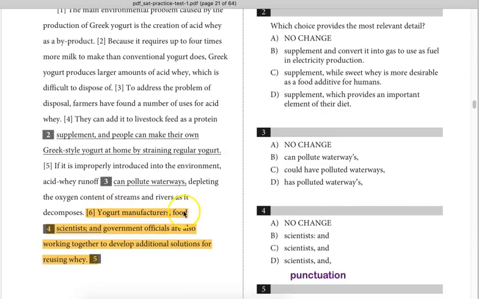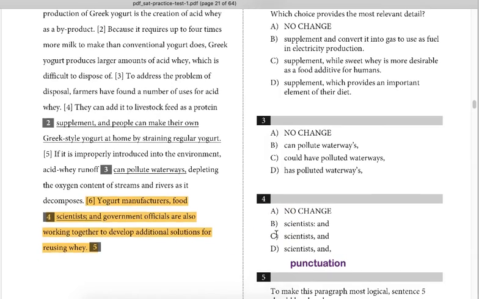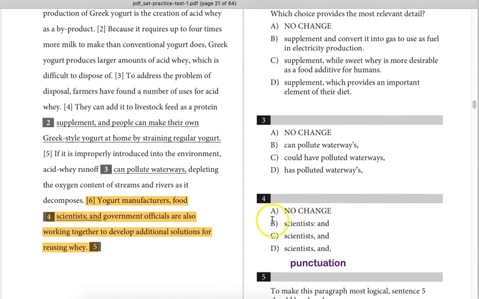It says yogurt manufacturers, food scientists, and government officials are also working together to develop additional solutions for reusing whey. And when I take a look at this type of question, I've highlighted it here for you, and it's attached to, let's say, number 4. You'll see yogurt manufacturers, food scientists, and you'll see a semicolon here, and government officials. Well, that's what's in question. When you look over here, you're going to see that the choices are no change, scientist with a colon, scientist with a comma, and scientist with a comma, and then and.